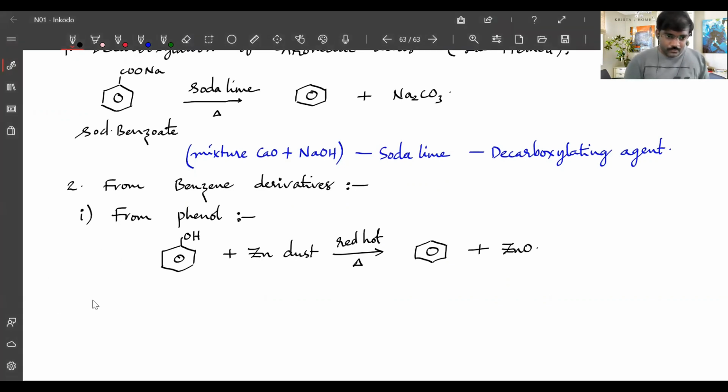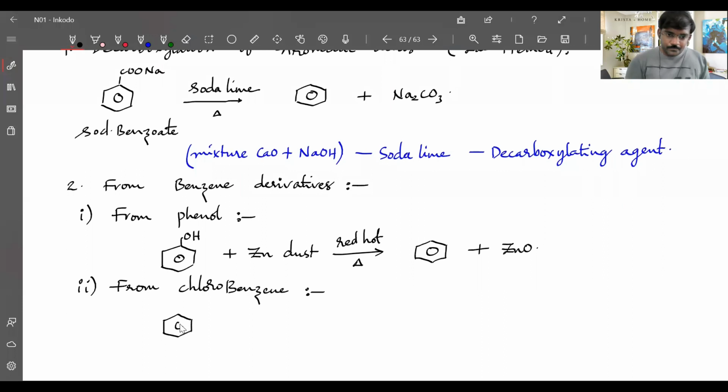Next, another benzene derivative I'm taking now. This time I'll go with chlorobenzene. Chlorobenzene means a chlorine atom on the benzene ring. So here it is, chlorobenzene.